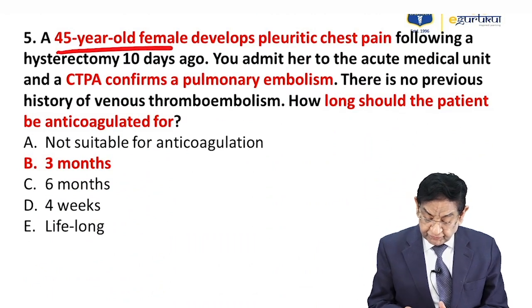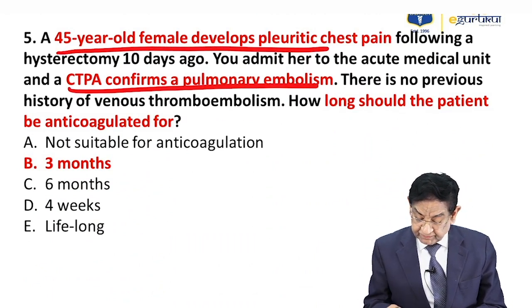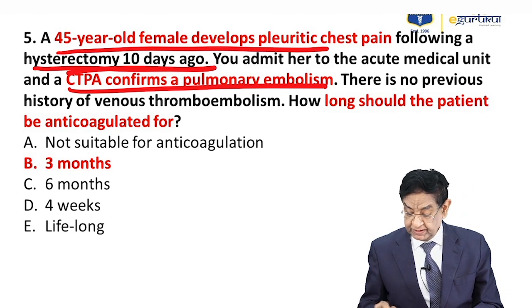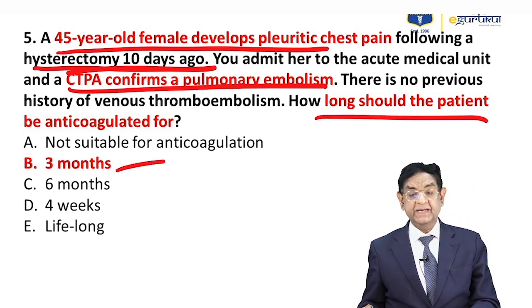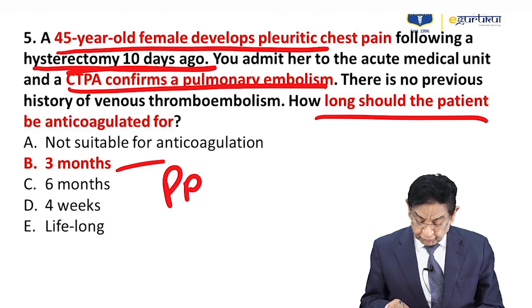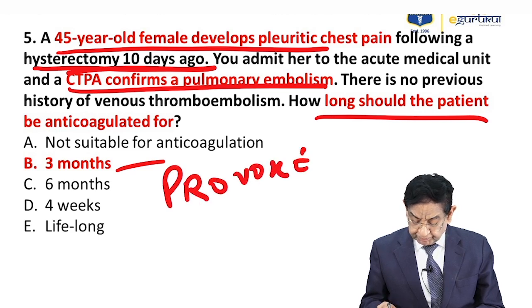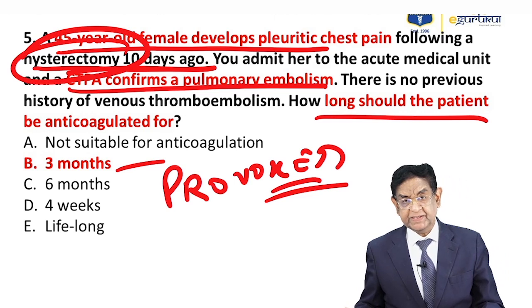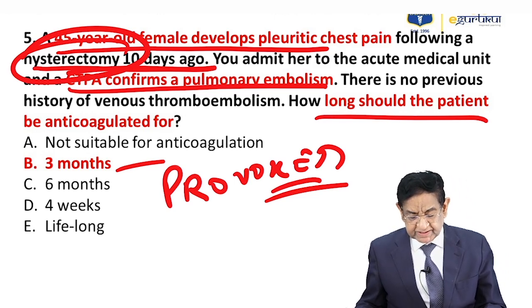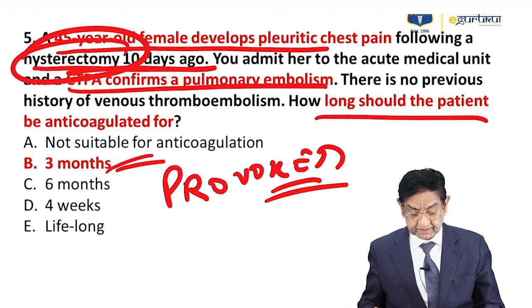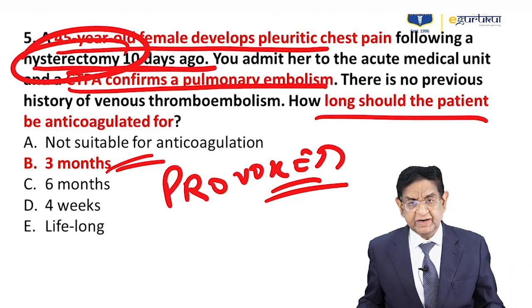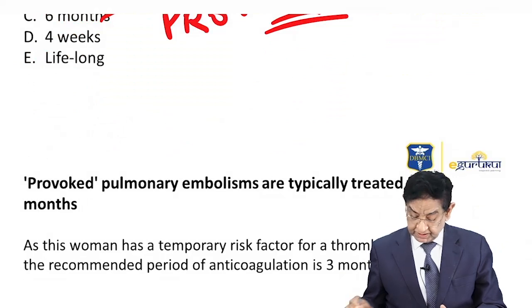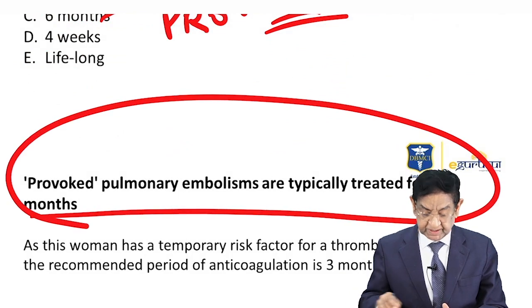A 45-year-old female, pleuritic chest pain, CTPA confirmed embolism. She had a hysterectomy 10 days ago. For how long? 3 months. Why? It's a type of provoked pulmonary embolism. We have a reason. Hysterectomy done, patient was on the bed, so we definitely have a reason. Suppose there was no history of any surgery, then the answer would have been 6 months, unprovoked. Provoked, you have to give for 3 months.